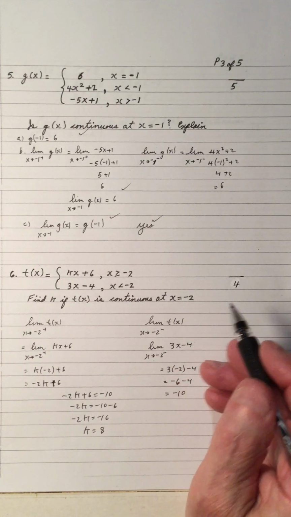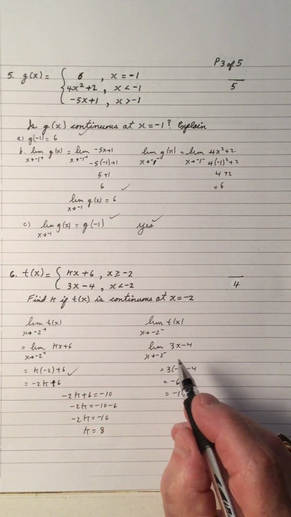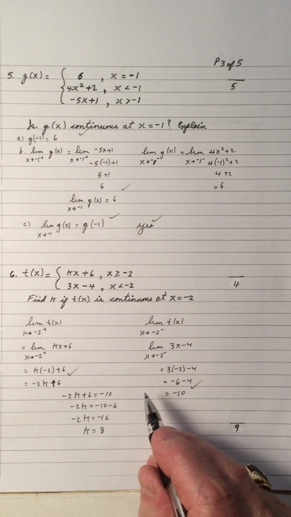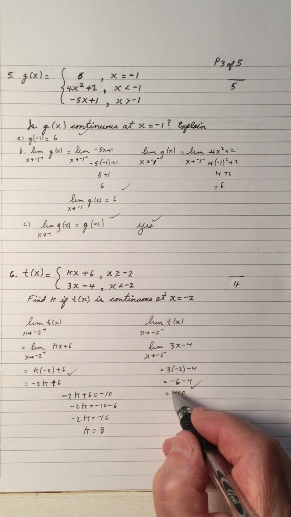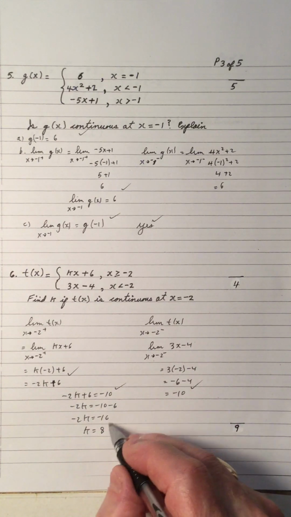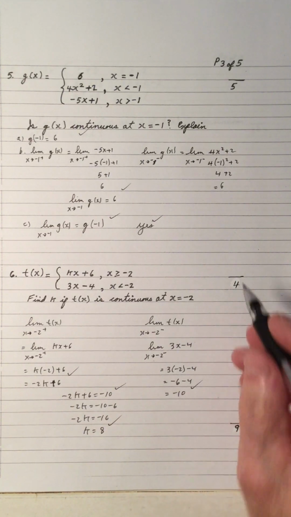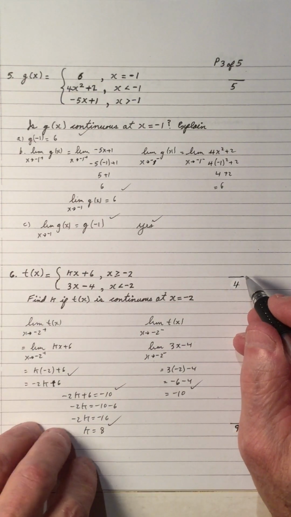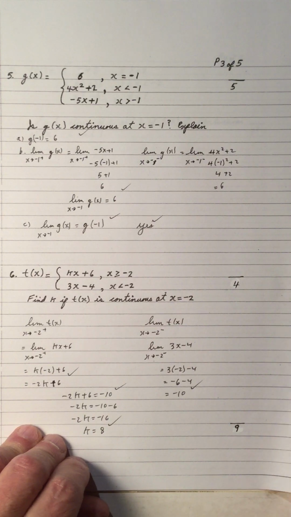And there's 4 marks here, so if you get this one right, give yourself a mark. If you get a negative 10, give yourself a mark. If you make these two equal, give yourself a mark. If you get k is 8, give yourself a mark. 4 marks altogether, and that's a total of 9 for that page.